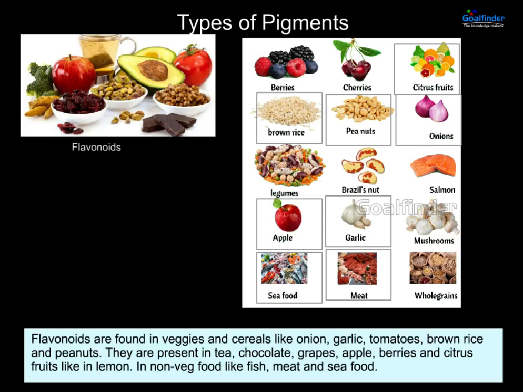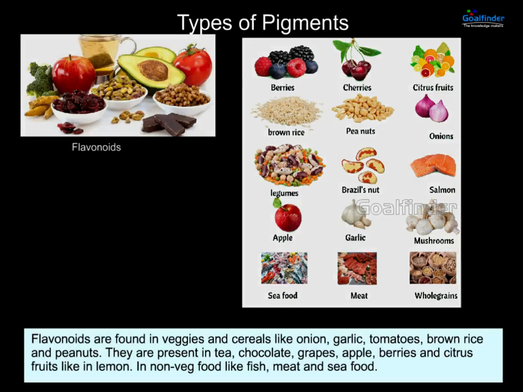Flavonoids are found in veggies and cereals like onion, garlic, tomatoes, brown rice and peanuts. They are present in tea, chocolate, grapes, apple, berries and citrus fruits like lemon. In non-veg food, they are available in food like fish, meat and seafood.